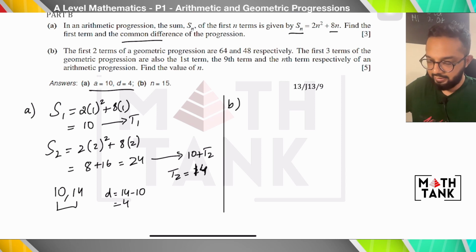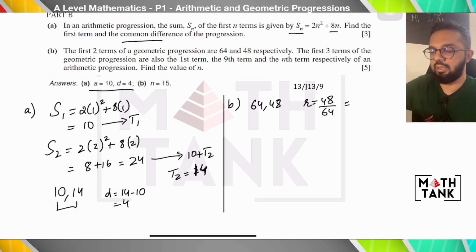Part b says the first two terms of a geometric progression are 64 and 48. What that should really tell you is that there's a common ratio involved. 48 over 64 is 3 over 4.